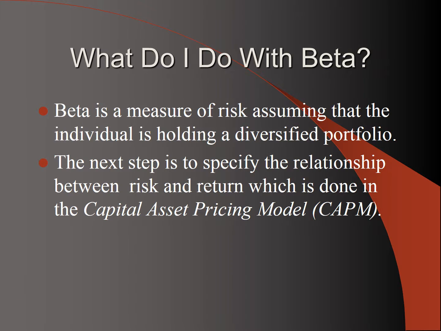So what do you do with beta? Well, beta is going to allow us to specify a relationship between risk and return by employing it in the capital asset pricing model. We call it CAPM for short. I'm going to give you the capital asset pricing model here in just a minute. And beta is going to be our measure of risk, because the higher the beta, we know the more volatile it is compared to the market. And so that's our risk measure.